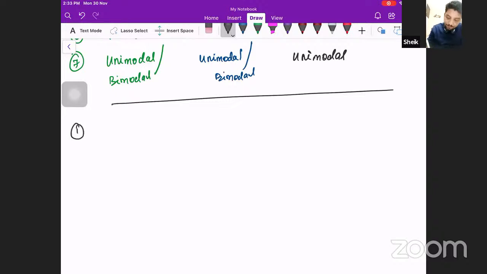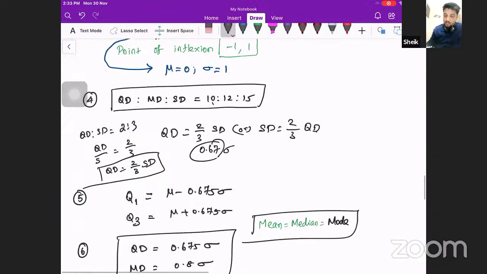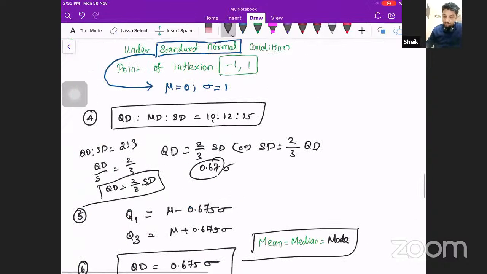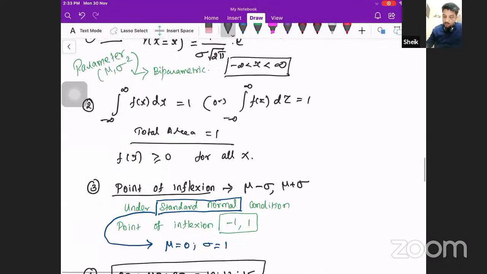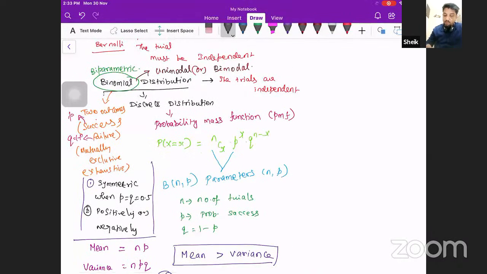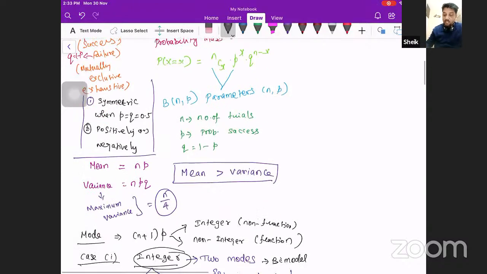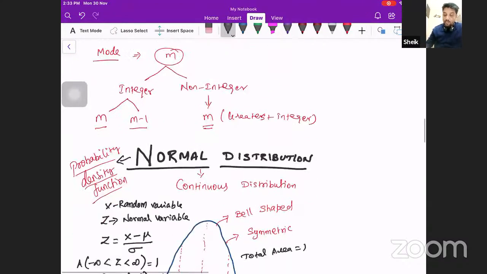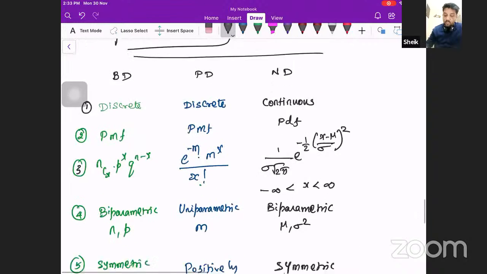Question number 1. A binomial distribution is never symmetrical, never positively skewed, never negatively skewed, or symmetrical when p is equal to 0.5. Symmetrical when p is equal to 0.5, that is our answer. It is symmetrical when p is equal to q is equal to 0.5. So first one, option D, my dear.